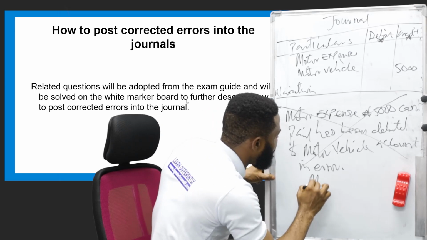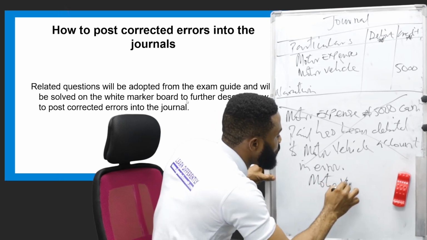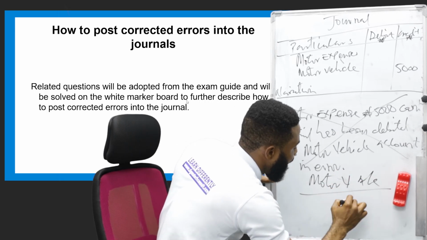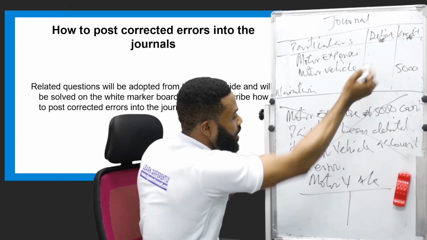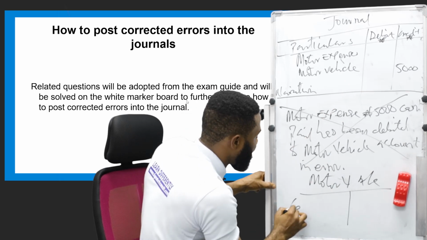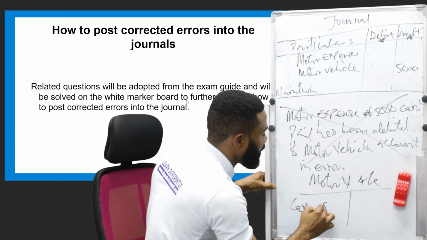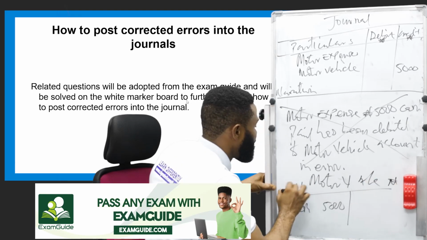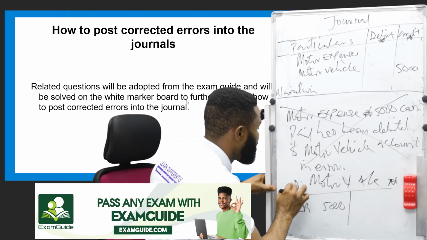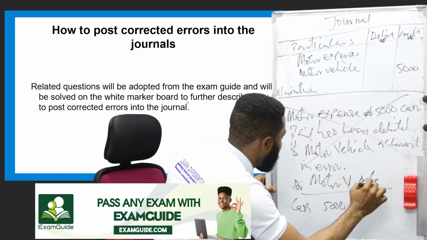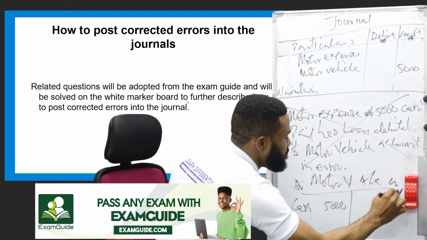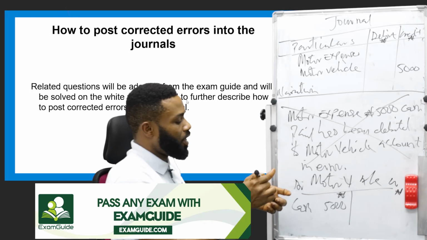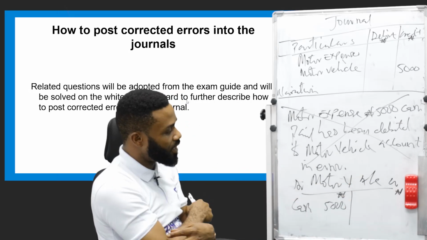Let's assume this is your motor vehicle account. And then in error, this money was debited. You write cash and then you write 5,000. This is what the accountant did. The accountant made the mistake of debiting motor vehicle with this. This is the error that was made.